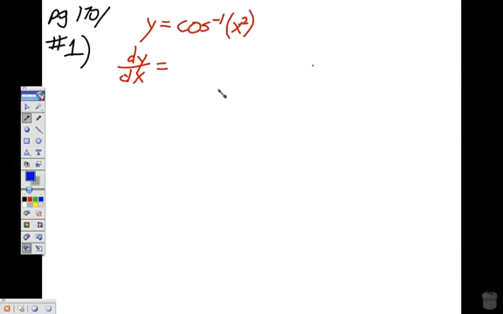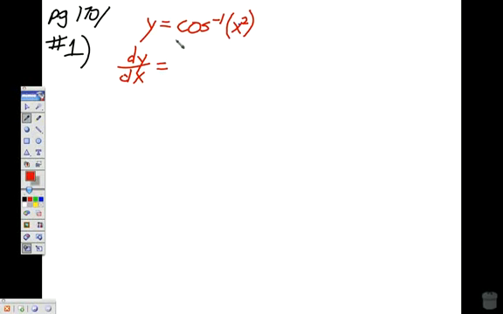Okay, page 170, number 1. We've solved this one once, assuming that we were memorizing the formula for the derivative of the arc cosine. Let's do it without that assumption. If we don't have it memorized, how do we go about solving this? We're going to use implicit differentiation.